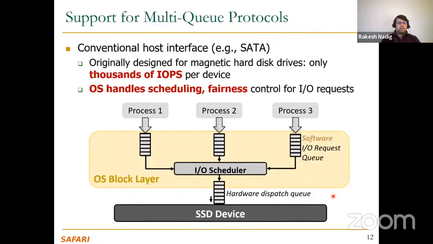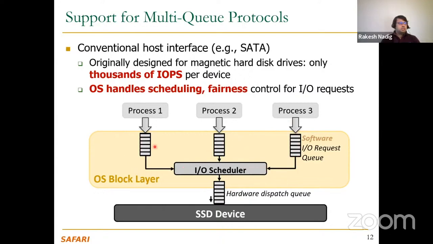So let's look at what the support is for multi-queue protocols. A conventional host interface, for example the SATA interface, was designed for magnetic hard disk drives originally, and it only supports thousands of IOPS per device, so the throughput is limited. In a SATA SSD, if, let's say, three processes are running in the host system, the operating system running on the host will have software IO request queues, which will take the requests from these processes and send them to an IO scheduler. The IO scheduler has to schedule these requests and send them to the device. And it also has to maintain fairness among all the IO requests.